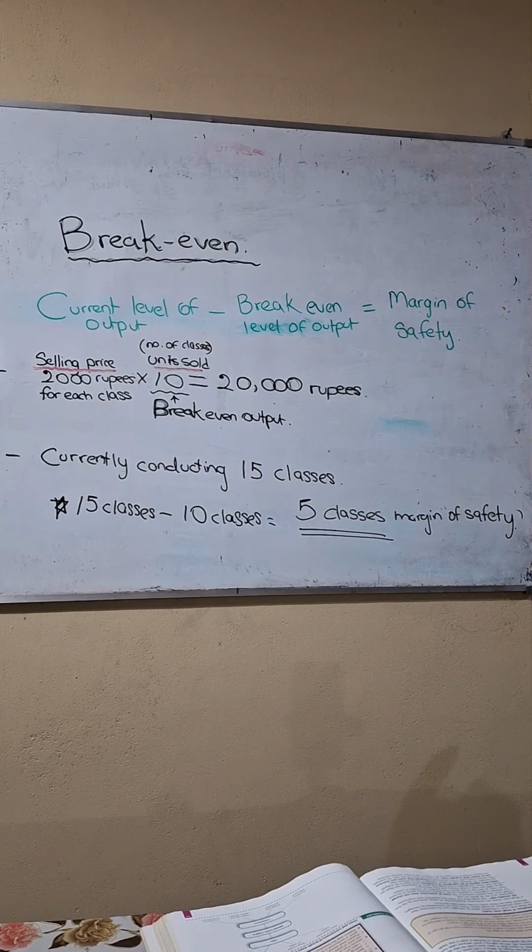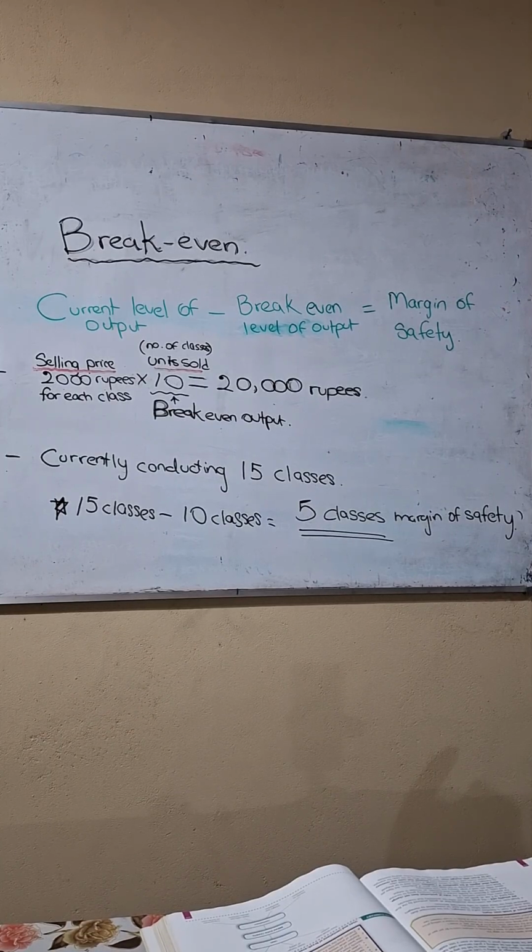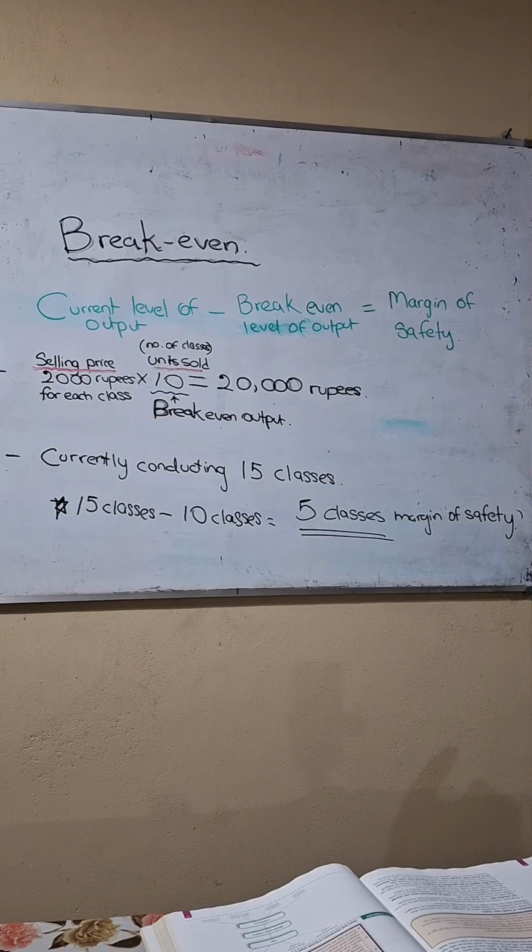So I can afford to lose only 5 classes. If I go beyond 5 classes, then I will start making losses. I won't be able to pay off my bills. Currently I have 15 classes. I can't go below 10 classes. I at least have to have 10 classes. So with the current level of output, I can only lose out 5 classes each month. If I go beyond 5 classes, then I will end up making losses.